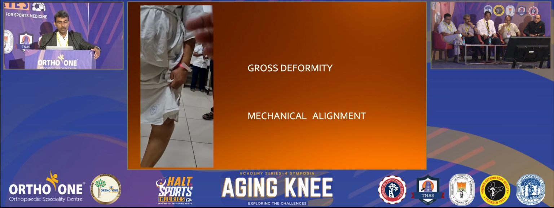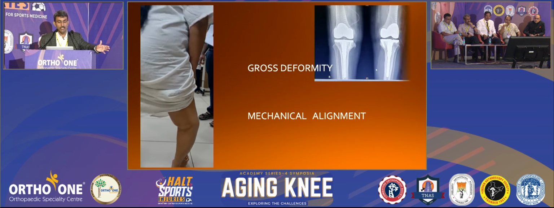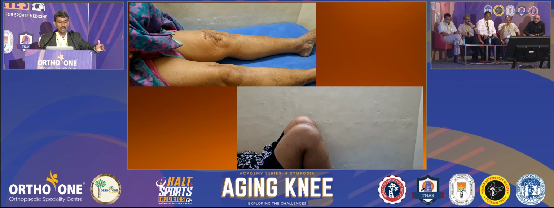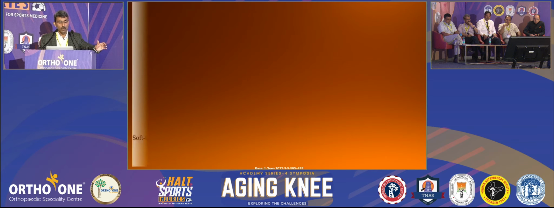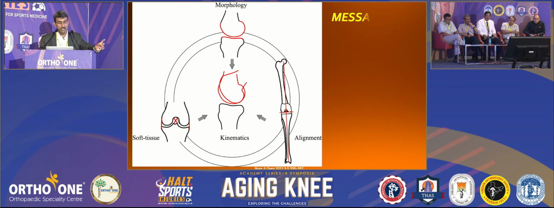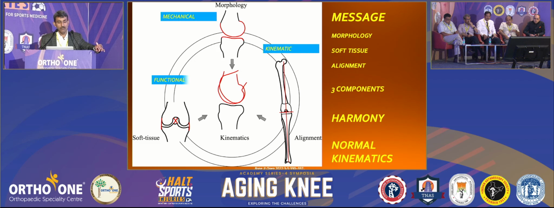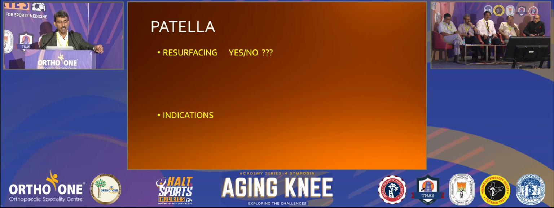Obviously in gross deformities like this, you would do mechanical alignment. And at the end of the day, what we need is basically a good range of movement. As long as the patient is satisfied and we are having a good range of movement, I think your alignment should also encompass the morphology, soft tissue, and alignment, whichever alignment strategy you use, whether it's mechanical, kinematic, or functional. There should be harmony between all three.